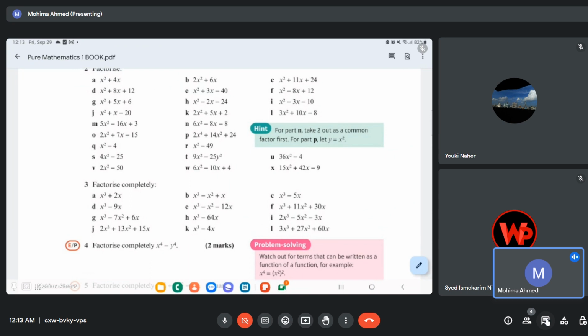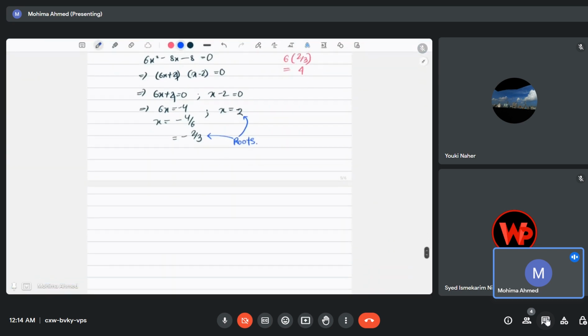For factorize, again in question two, there is a combination of other concepts also. For example, the questions Q, R, S, T, U. These five questions are actually a combination of a square minus b square. For example, if I focus on question T, 9x square minus 25y square, 9 and 25 don't have any common factor.